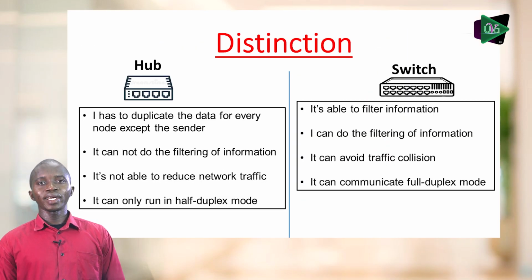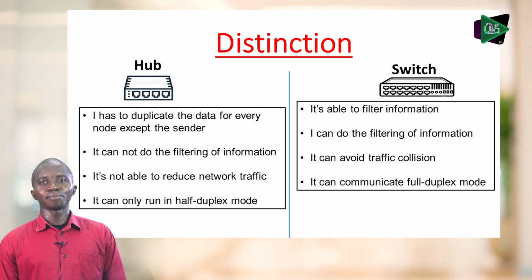So now we're going to end this course by talking about the distinction, or difference, between the hub and switch. A hub has to duplicate data for every node except the sender. It cannot filter information. It's not able to reduce network traffic. It can only run in half duplex mode.